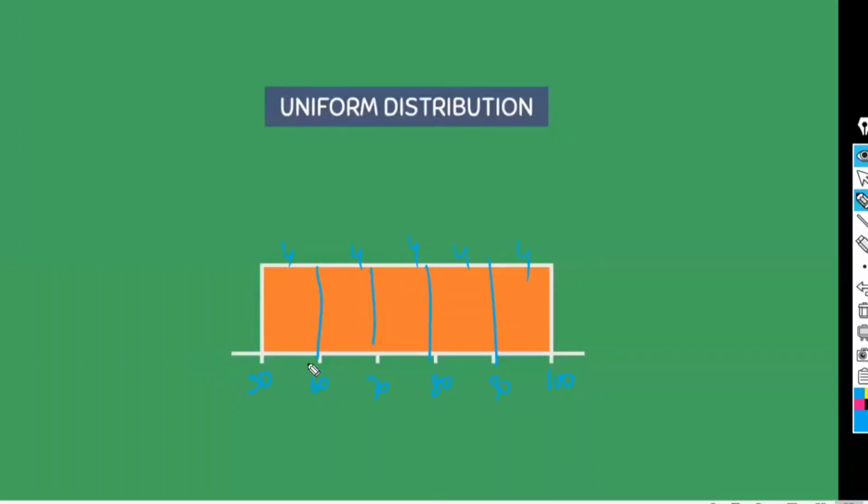Now, what is the probability of 50 to 60? It is 4 by 20, which is nothing but 0.2. So this is 0.2, this is 0.2, this is 0.2, this is 0.2, and this is 0.2. The sum of the probabilities is equal to 1, and the distribution will be like this. The probability is 4 by 20, 0.2. So this is called a uniform distribution. Uniform distribution means all bars are at the same height.